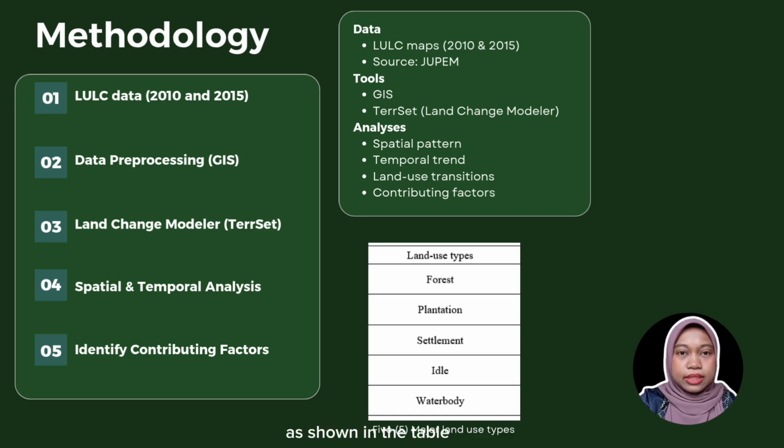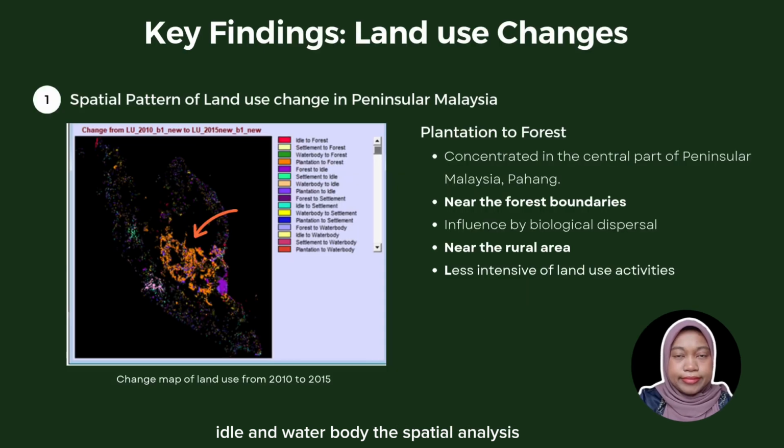As shown in the table are the five major land use types that were examined through this study, which are forest, plantation, settlement, idle, and water body. The spatial analysis revealed that the dominant land use transition in Peninsular Malaysia between 2010 and 2015 was the conversion of plantation area into forest among the 20 transitions of land use change.